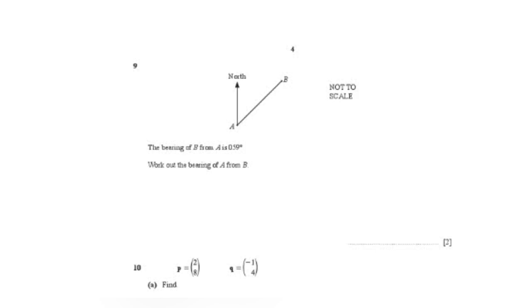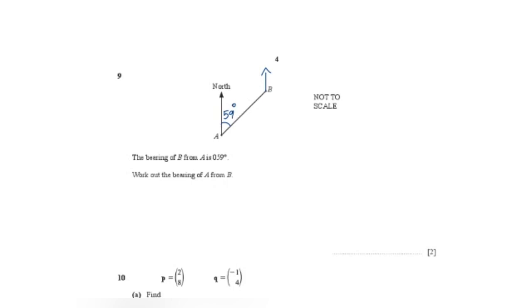Moving on to question 9. The bearing of B from A is 059 degrees. Work out the bearing of A from B. Bearing of A from B. So that means we are supposed to mark this, and we are supposed to find this. So let me name this as x. So we should find what is the value of x.